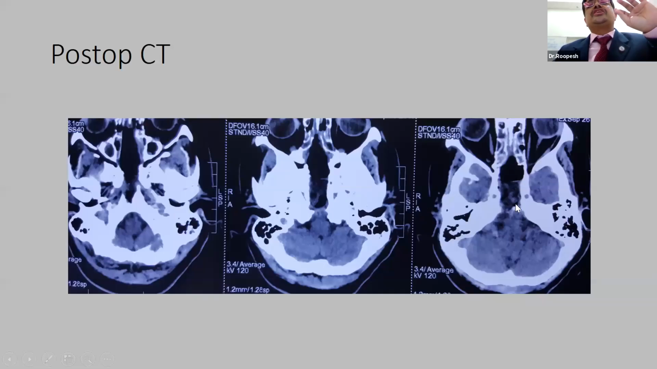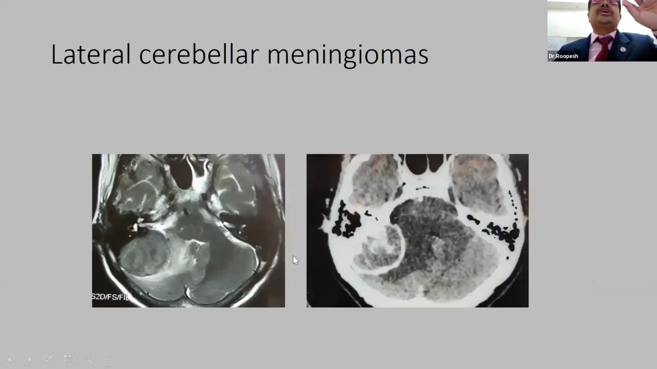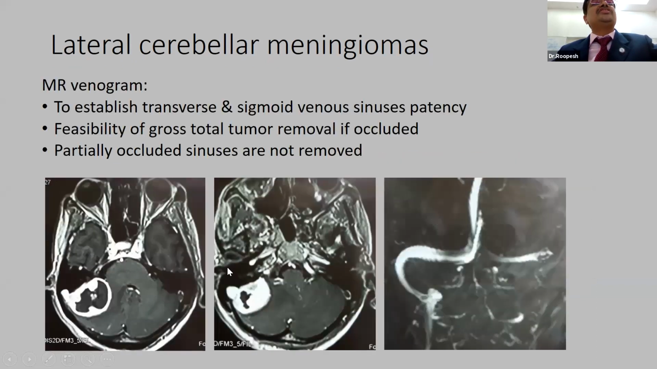You can see that's a post-op CT scan, the bone work is the. So this is a good corridor for small lesions in the brainstem. Now coming to the last group, the lateral cerebellar meningiomas. You see here that again, as I was mentioning, in the T2 weighted images you can see a lot of edema, so that causes the challenge.